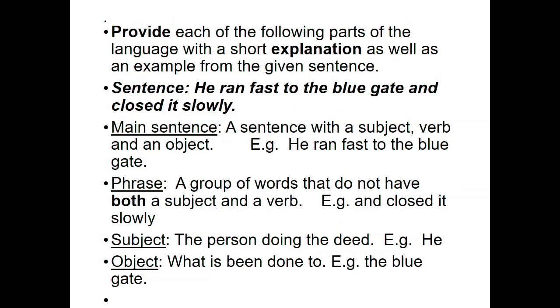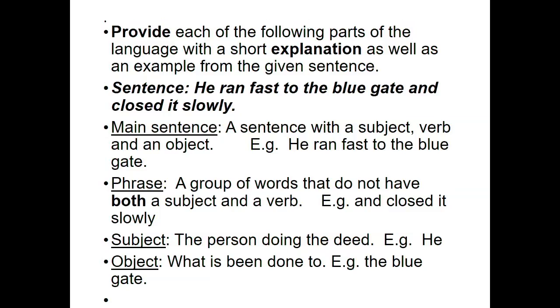Another question can be asked like this: provide each of the following parts of language with a short explanation. Again, number A, the explanation, as well as an example from the given sentence. I took the same sentence. He ran fast to the blue gate and closed it slowly. The main sentence. What is a main sentence? A main sentence is a sentence with a subject, a verb, and an object. So that is your explanation. And then, example, he ran fast to the blue gate. He is the subject, ran is the verb, blue gate is the object.